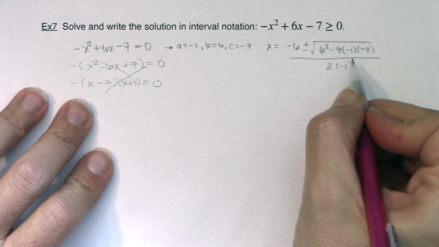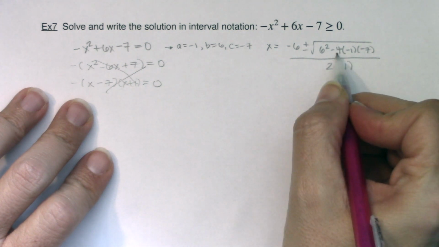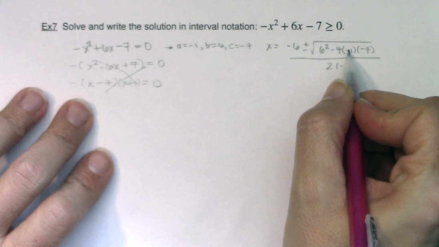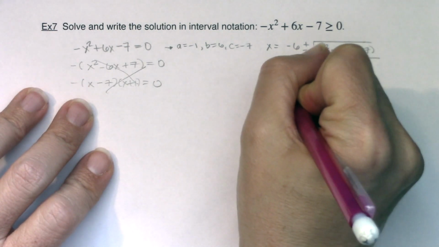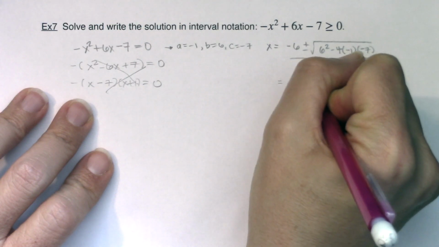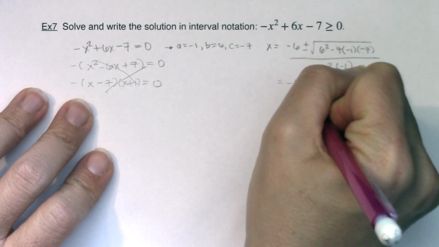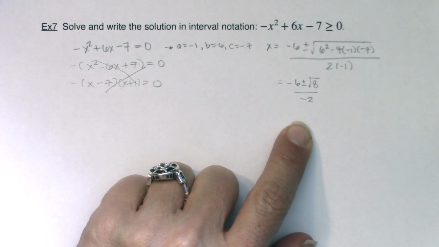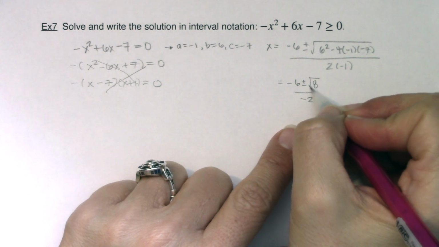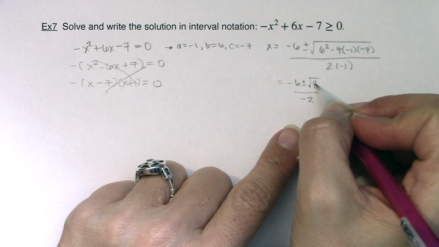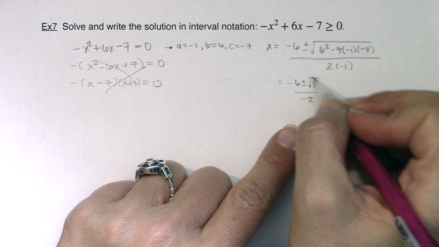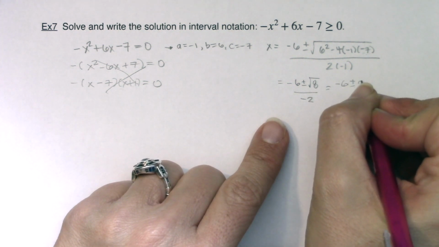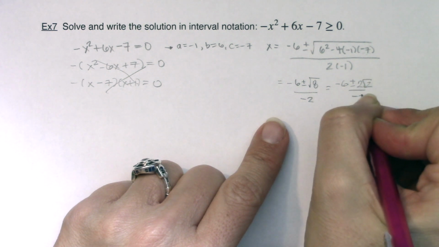Okay, 6 squared is 36. This is 36 ultimately minus 28 because I have negative, negative, negative. 36 minus 28 is going to be 8. So I am looking at negative 6 plus or minus the square root of 8 over negative 2. Now, 8 I can simplify a little bit because if I think about that radicand, meaning the stuff under the radical, that is 4 times 2. 4 is a perfect square, so it can come out as a 2. So I will have negative 6 plus or minus 2 root 2 over negative 2.